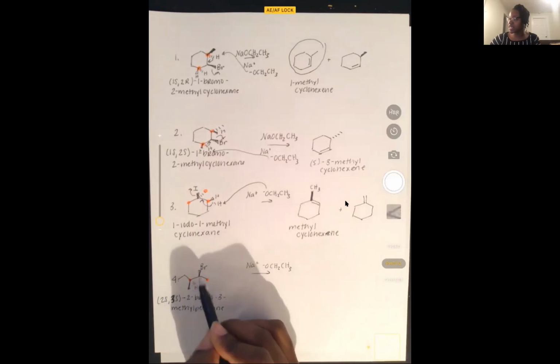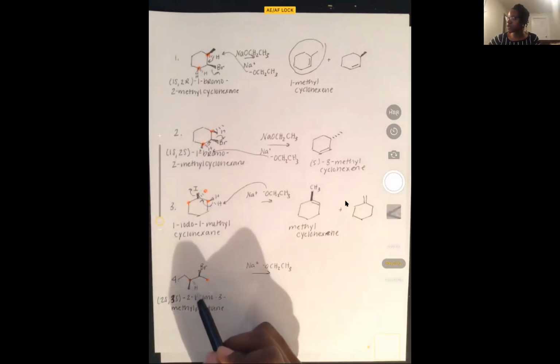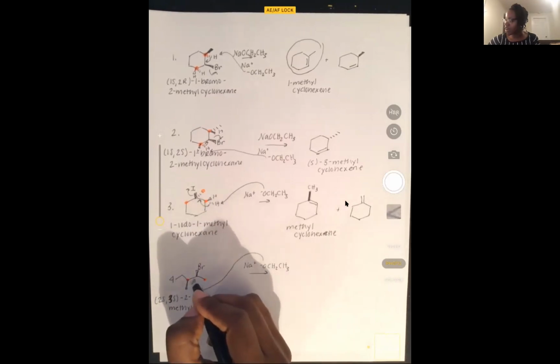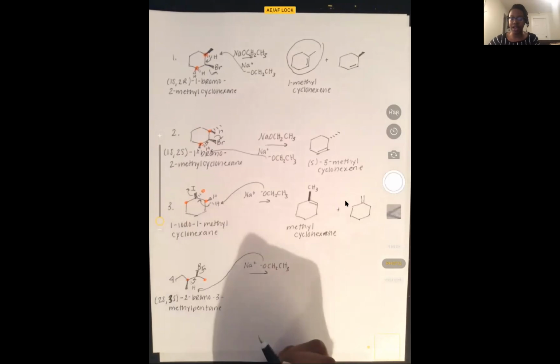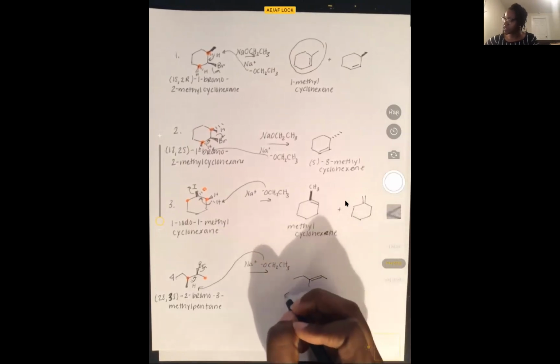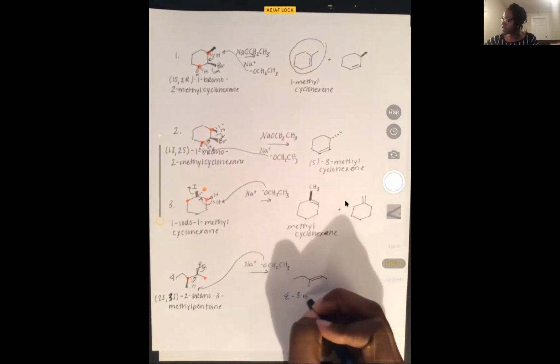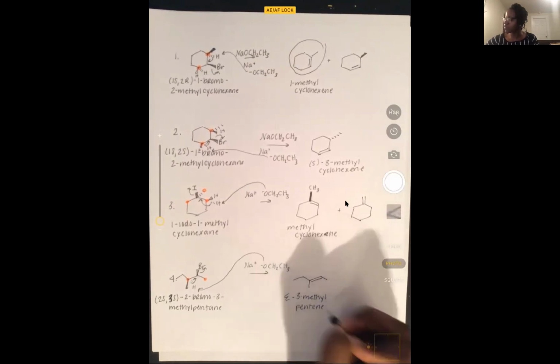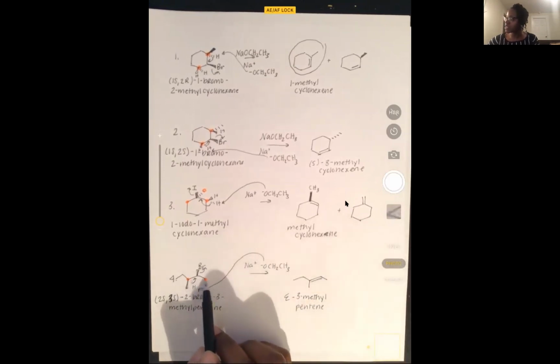In this case, it is anti. It's in the opposite direction. In the same plane, bromine going up, hydrogen going down. And so we can pull off this hydrogen using our base, push the electron density onto the carbon-carbon bond, and lose bromine as our leaving group. This is going to give us E-3-methylpentene. We also could have pulled off the hydrogen here.